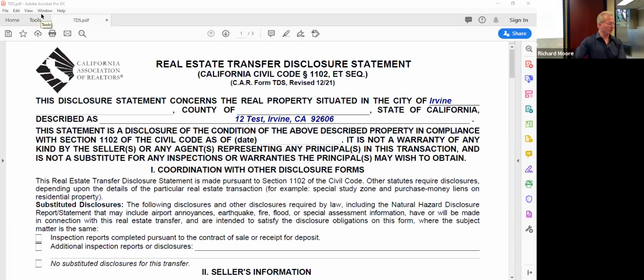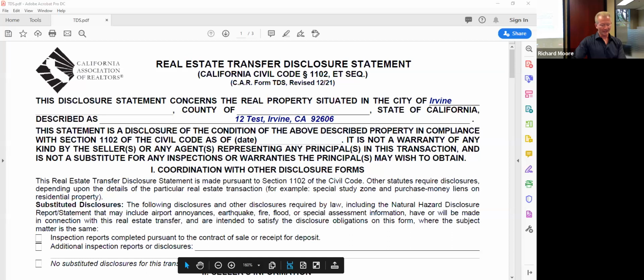And then should there be more than one real estate agent involved in the transaction, the person obligated to deliver the TDS to the buyer is the agent obtaining the offer, or the selling agent. And then it provides that a transfer of real property shall not be invalidated by failure to comply with the disclosure requirements.